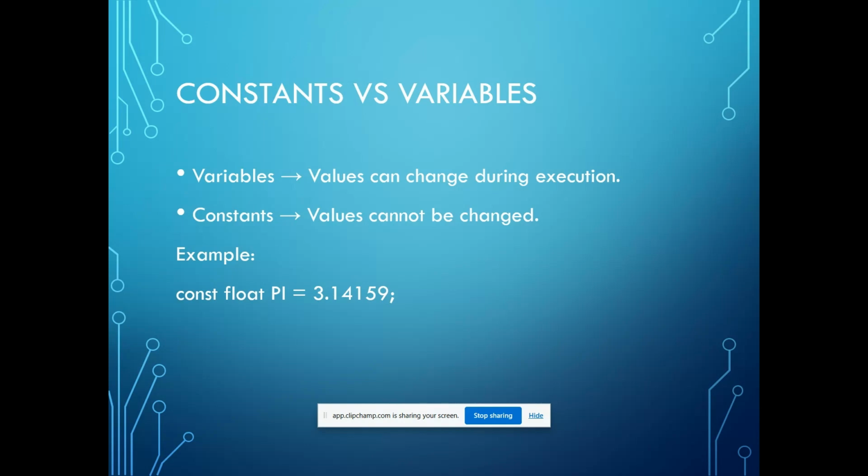Now coming to constants versus variables. Just now we have studied about the variable. Inside a variable you can change the values during execution, but a constant value you can't change. It will always store this value in the pi variable. Here const you have defined, so in that case the value of pi would never change during execution of the code.